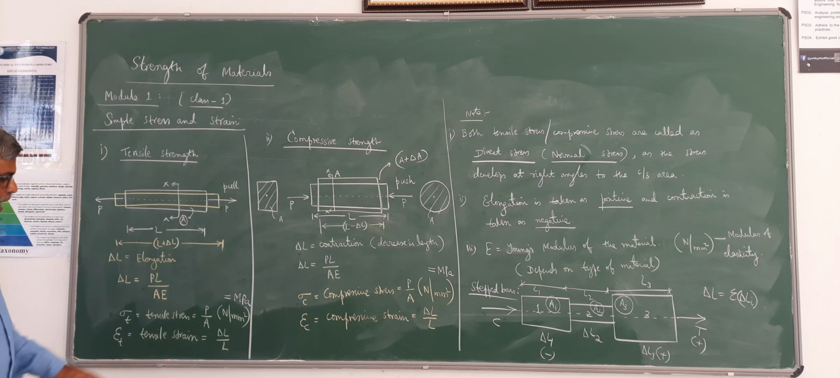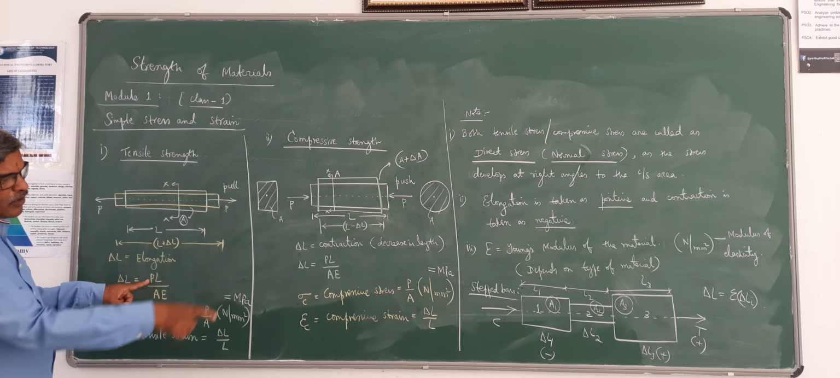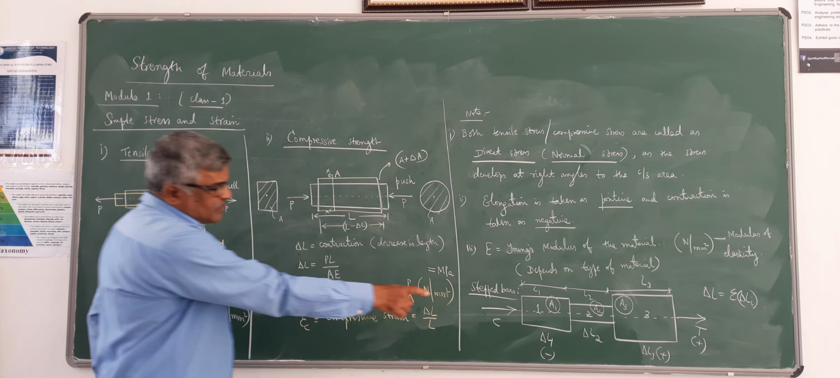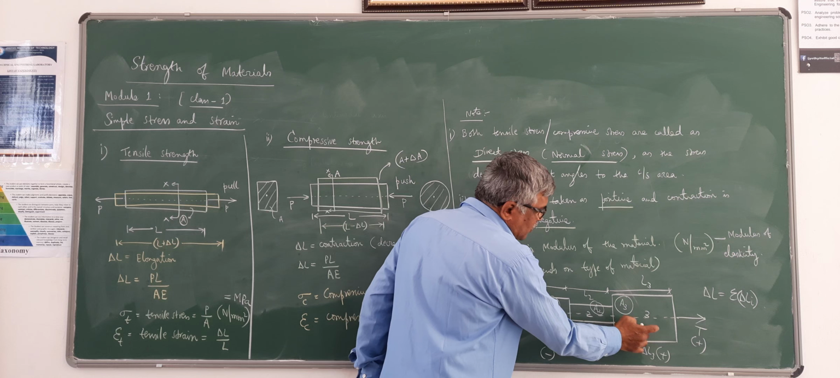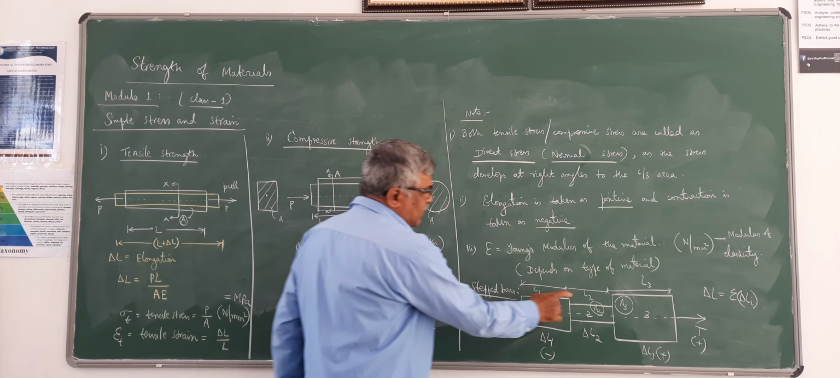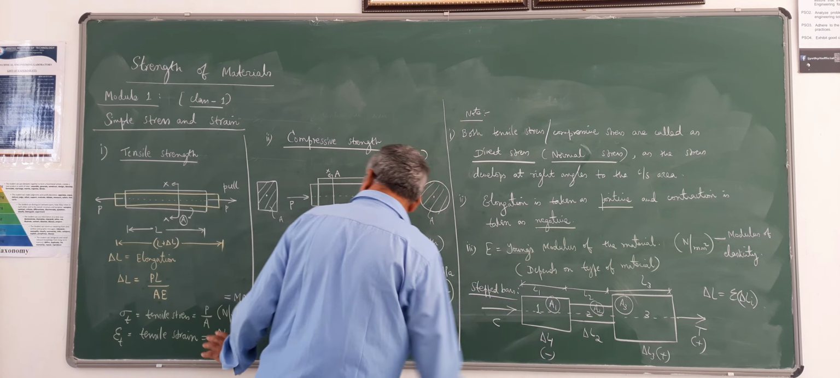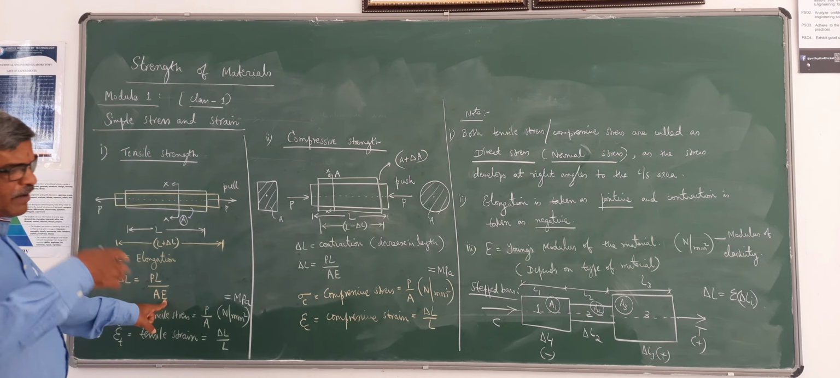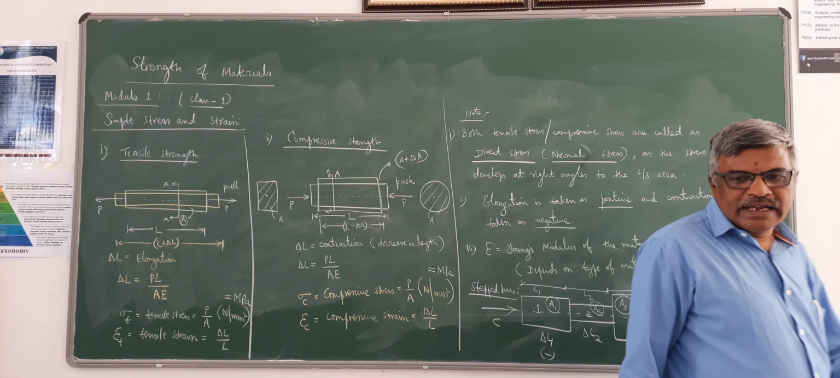So using this formula, PL by AE. P you will know. Whatever force acts on this, that is P1 you can take. Force acting on this is P2. Force acting on this is P3. Then L1, L2, L3 we have to take for these. Then A1, A2, A3 are the areas of these three. Then Young's modulus remains the same provided all the three segments are of the same material.